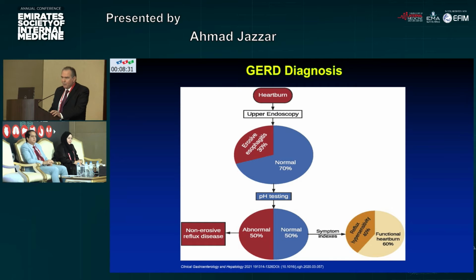So from a diagnosis standpoint, if we have a patient who has heartburn, does not respond to therapy, or symptoms recur, we do upper endoscopy. 30% will have erosive esophagitis and 70% will have normal findings. Then we proceed in these normal patients to pH testing. If the pH testing is abnormal, then we have non-erosive reflux disease. If the pH testing is normal, then we associate this normality with the patient's symptoms, and we can say that the patient has reflux hypersensitivity if there is an association with the symptom index. And if there's no association with the symptom index, then we're dealing with functional heartburn, which accounts for about 60% of these patients.